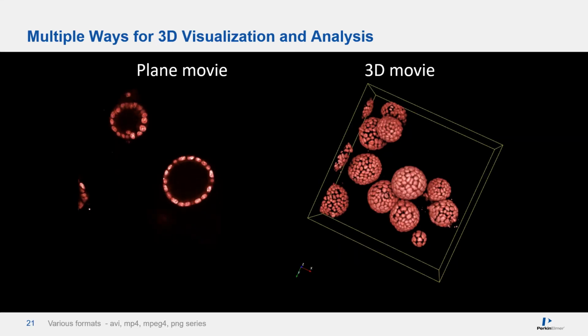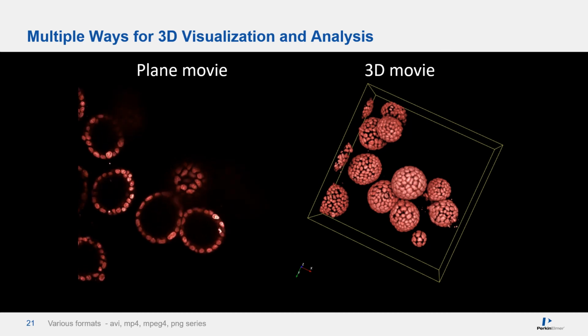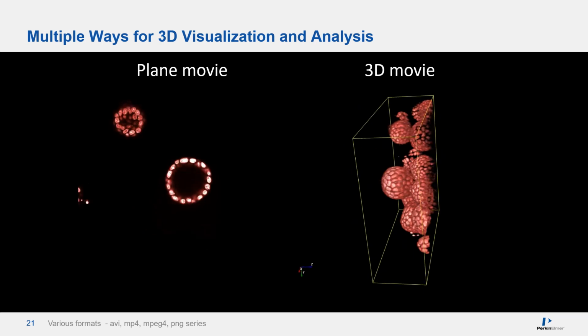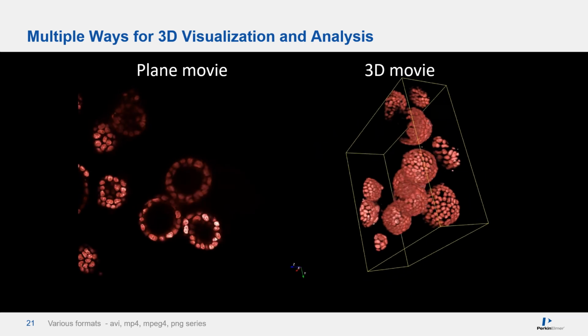So you can also generate movies with Harmony. Shown here is an example of a plane movie or a 3D rotation. So these illustrate the software capabilities of Harmony.